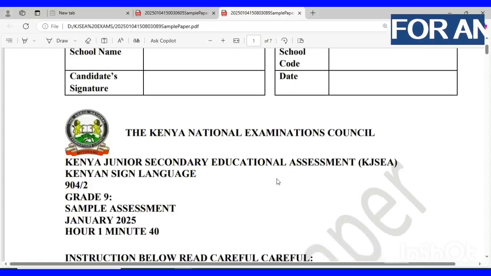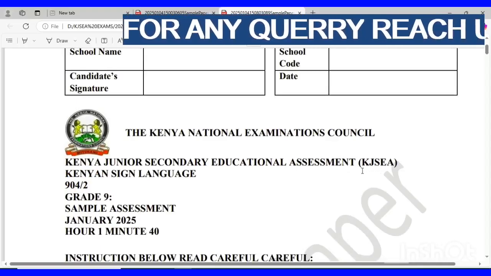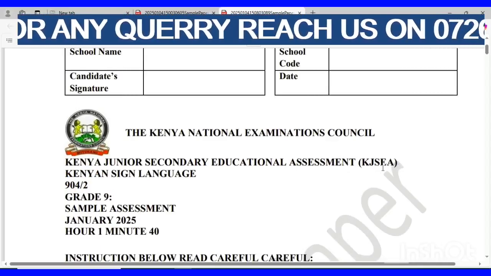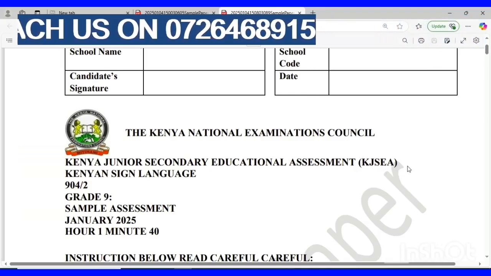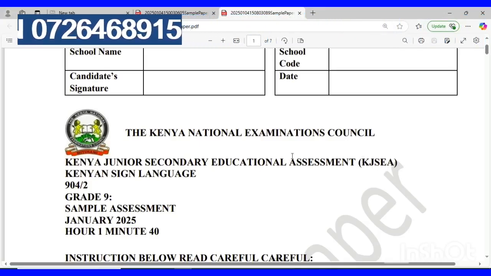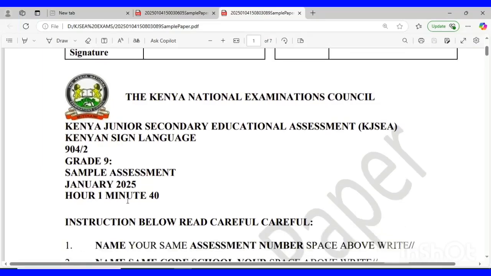Kenya Junior Secondary Education Assessment, KJSEA, or we can call it KJSEA, like we say KPSEA, but this one is KJSEA. Kenya Sign Language Paper 2. We talked about Paper 1. Now this is how Paper 2 will look like.